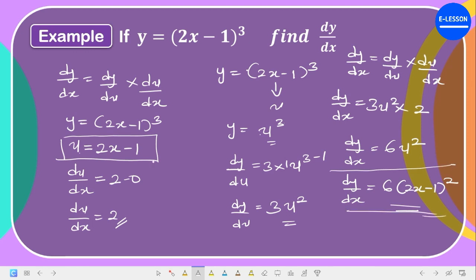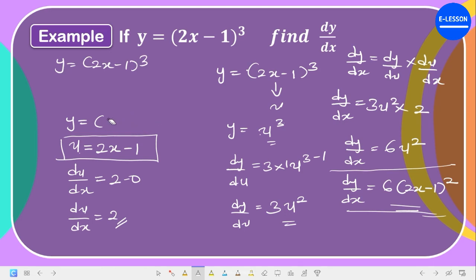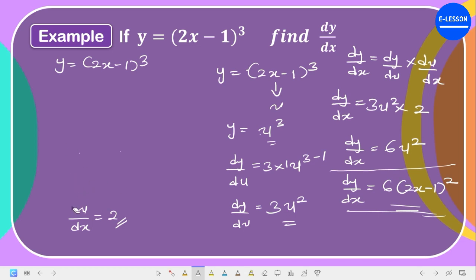Now, however, there is a simpler way of dealing with problems like this. Let's say, a shortcut. Instead of following through this procedure, you may say that your y is (2x minus 1) raised to the power of 3. Now, that would give us a particular answer. What would be that answer using the shortcut method?